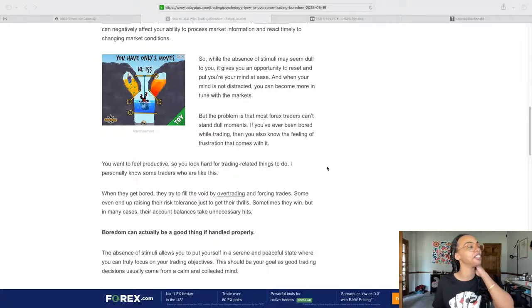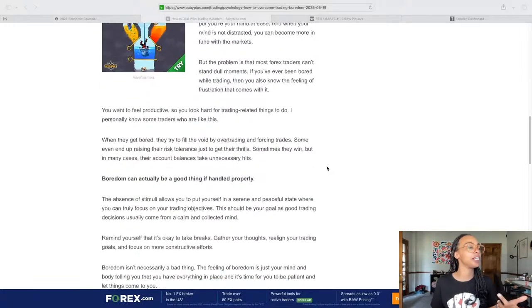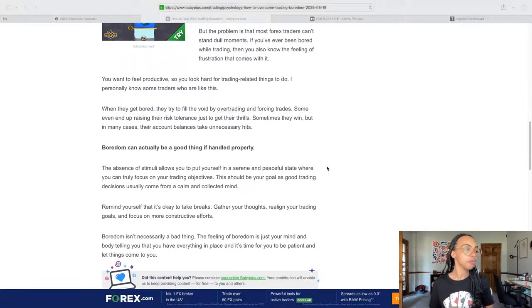So you want to feel productive. You want to look for trading related things to do. I personally know some traders who are like this, us here, right? When they get bored, they try to fill the void by overtrading and forcing trades. Yes, from that frustration. Some end up even raising their risk tolerance just to get their thrills.